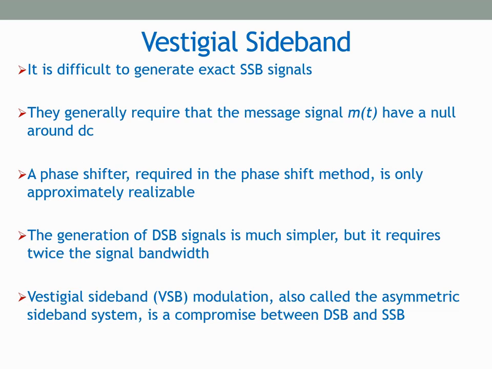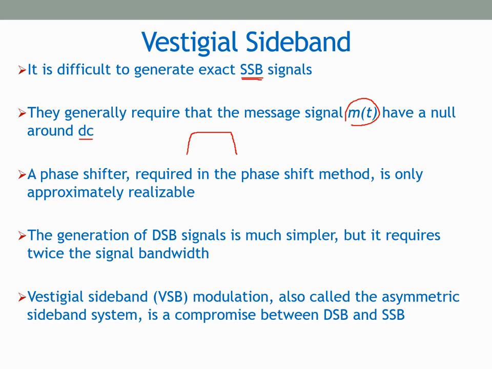The reason is because it's difficult to generate an exact single sideband signal. They require that the message signal m(t) have a null around the DC. So near the zero frequency region, there should be no significant spectral component in the case if we want to generate an SSB signal, because if we use a filtering technique, then the filter needs to have a sharp cutoff near the zero frequency region.